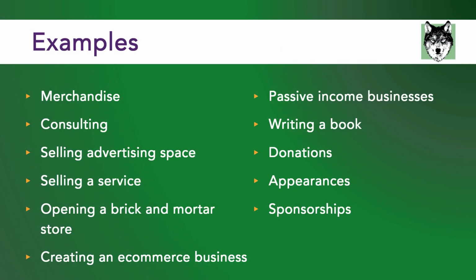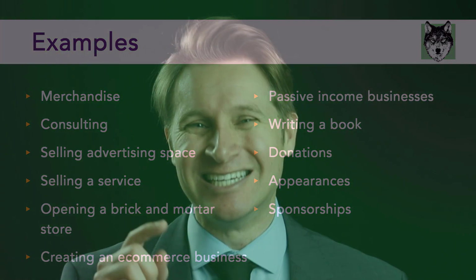Different things you could sell might include merchandise, consulting, selling advertising space, selling a service, opening a brick and mortar store, creating an e-commerce business, passive income businesses, writing a book, donations, appearances, sponsorships. The list is endless. And within each one of these categories, you could even split it up into even more alternatives. Just take a category like merchandise. You could split it up into different lines of merchandise, different things that you could sell. So just sit down, think about your business, and write out your list of potential revenue streams.